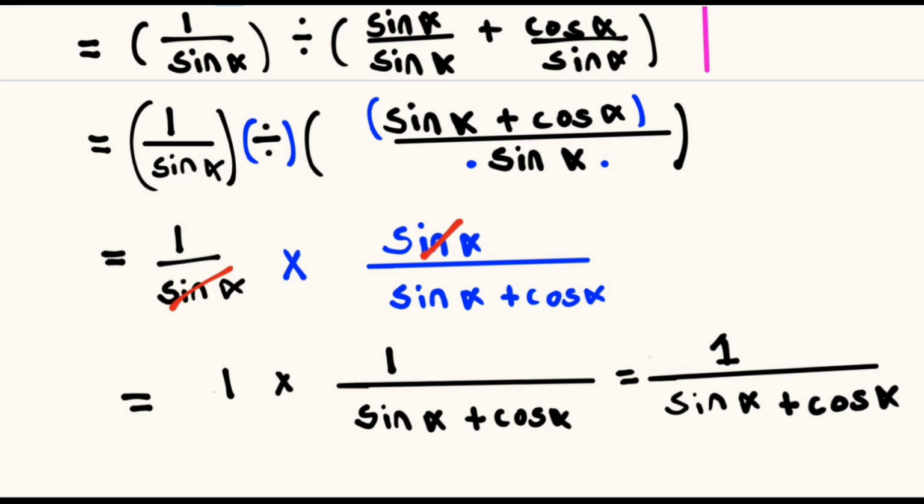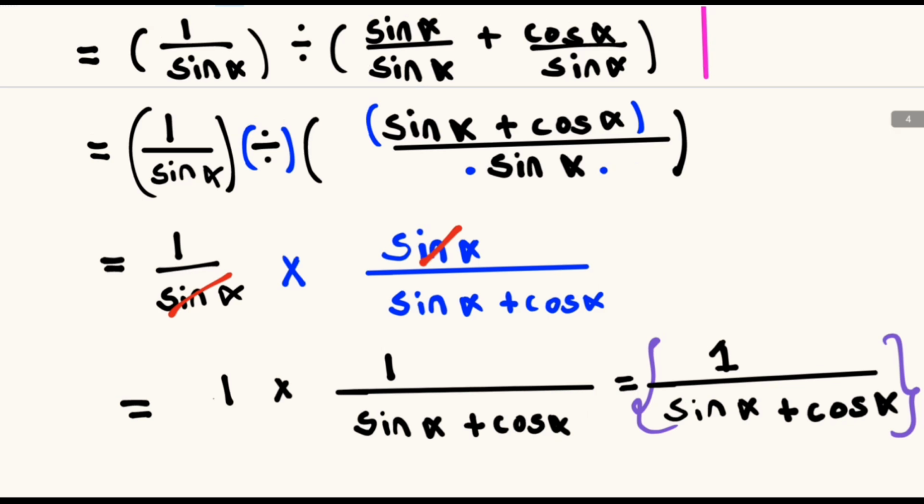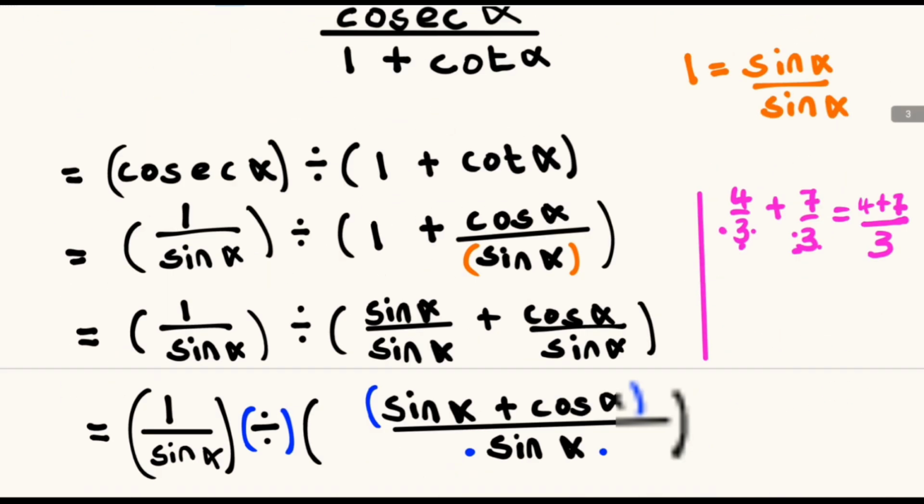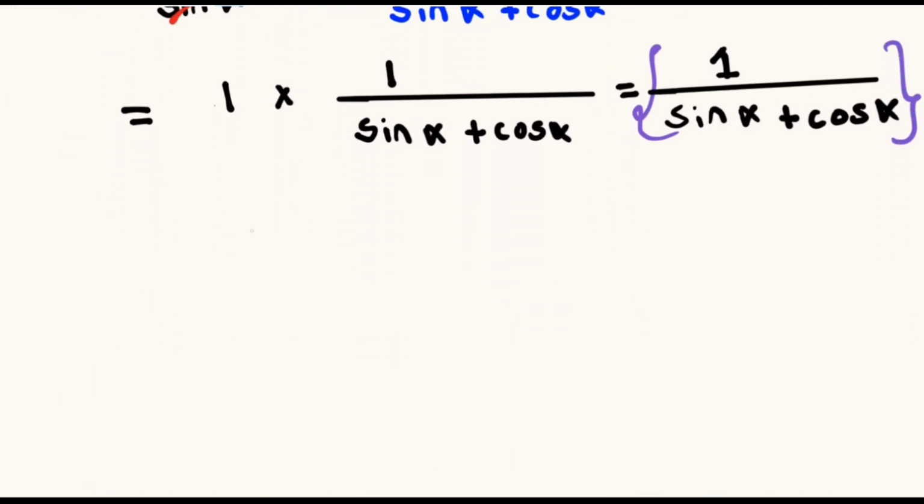The right hand side is giving us 1 divided by sine alpha plus cos alpha, and even here the left hand side gave us 1 divided by the cos of alpha plus sine alpha. We can conclude that the left hand side is equal to the right hand side.